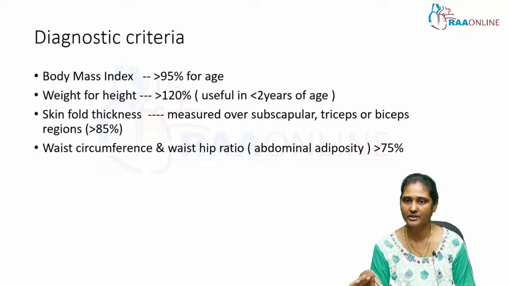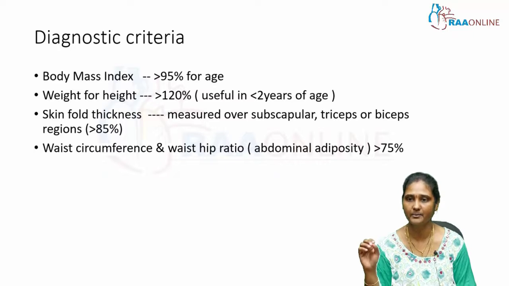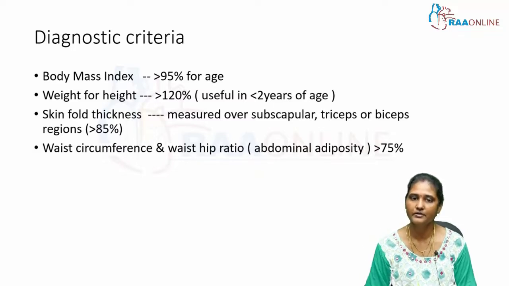Obesity is not merely excess weight, it is basically an excessive fat deposition. That's why these markers came into play, like body mass index, weight for height, skinfold thickness and waist circumference. How will you measure the waist circumference? It is measured between the iliac crest and the rib cage. The hip circumference is at the maximum protuberance of the buttocks. These two are used for assessing abdominal adiposity.